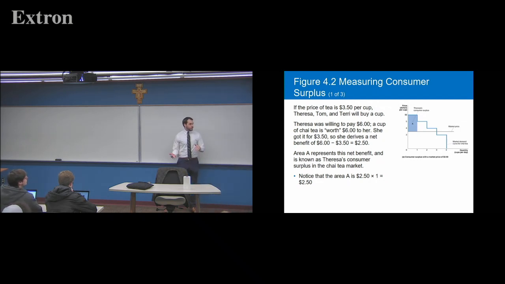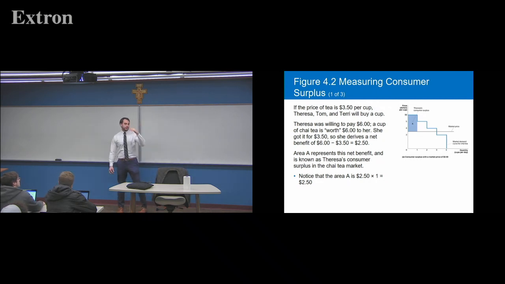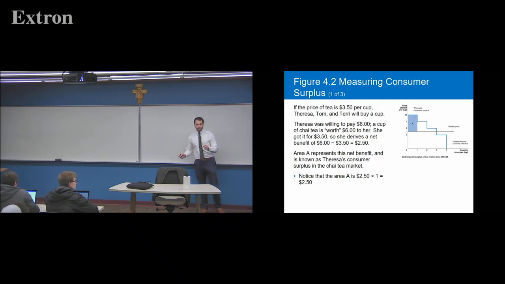Teresa's willing to pay $6 because it's worth $6 for her. So if she only has to pay $3.50 for it, she gets a net benefit of $2.50. So what she values it minus what she paid for it. This area A right here represents how much consumer surplus she's getting. If you want to do it mathematically, $6 minus $3.50 is $2.50. The quantity goes from 0 to 1, so times 1, like the area of a rectangle, is $2.50.